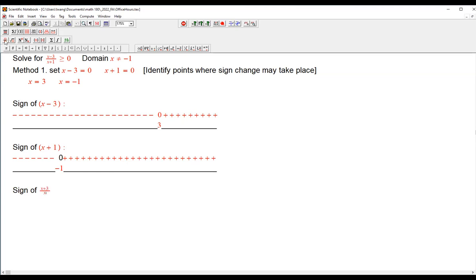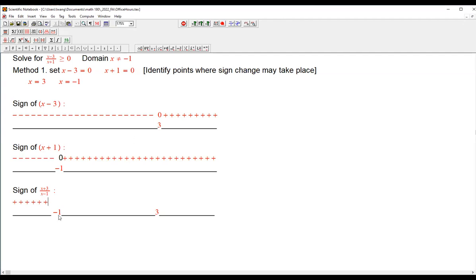Finally, we're going to consider the sign of the quotient, x minus 3 over x plus 1. So in that regard, we're going to have the number line. Here's -1, and continue to +3 on the number line. Now, when we pick a number less than -1, we're taking a negative number divided by a negative number. Negative divided by negative is positive.